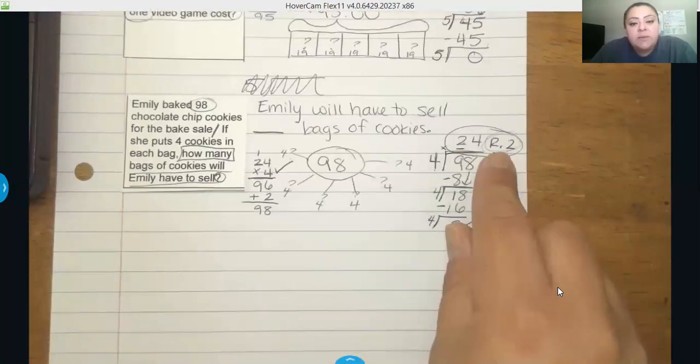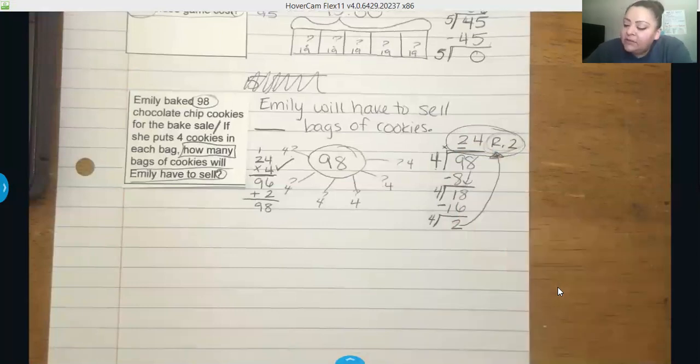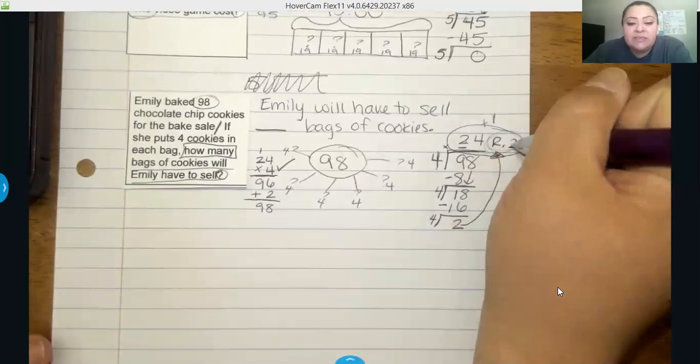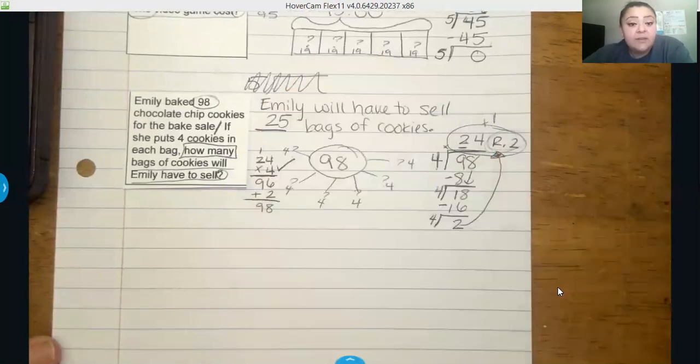So when we're talking about representing remainders, we're trying to figure out, what do we do? We can't just ignore it, because that would lose 2 cookies you would just throw away, which I know she doesn't want to do that. So we're going to add 1 more to our answer to fit those in. So she actually will need to sell 25 bags of cookies. Okay, I hope we remember that part.